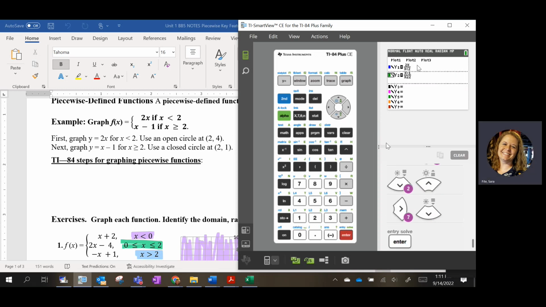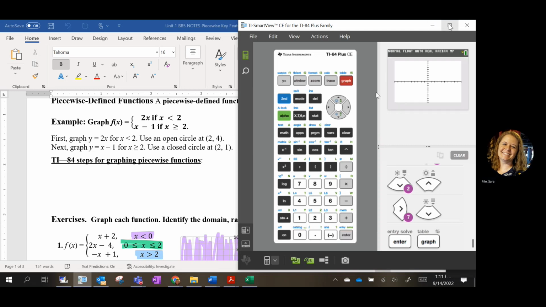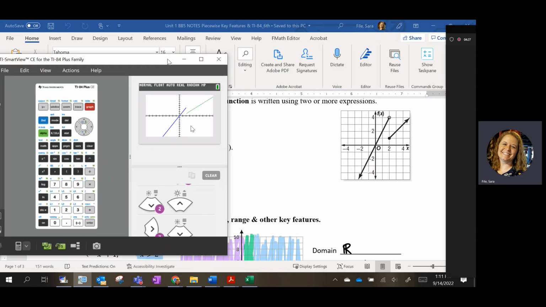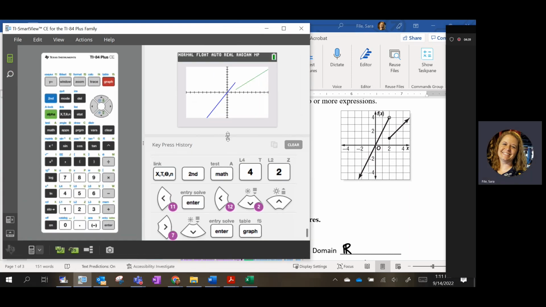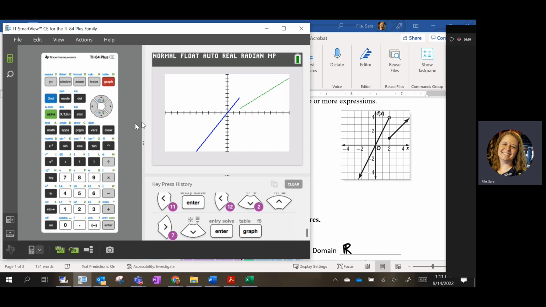All right, so once you have all of your pieces in, each piece in its own separate y equals, you can go to your graph. And it's going to graph those pieces. So you can see this graph in the calculator matches this one here. Now, if I want to check exactly to see if it matches, I could change this window setting. Make that graph a little bigger.